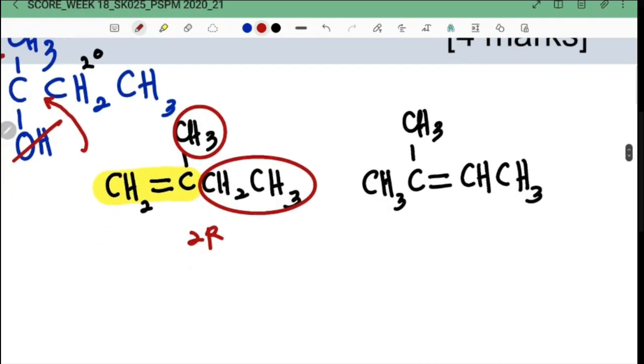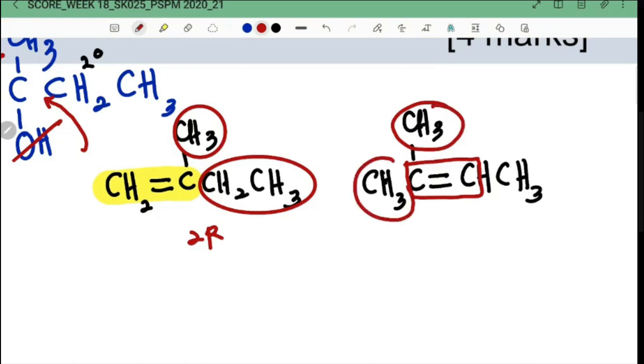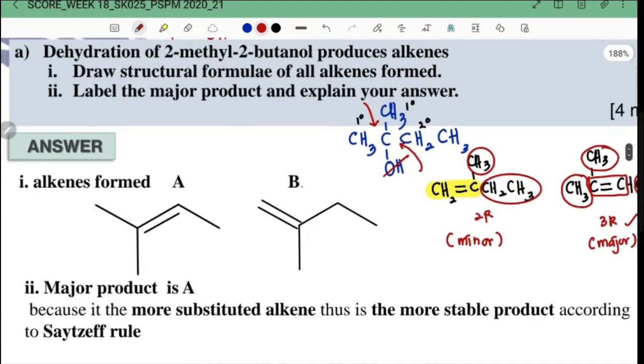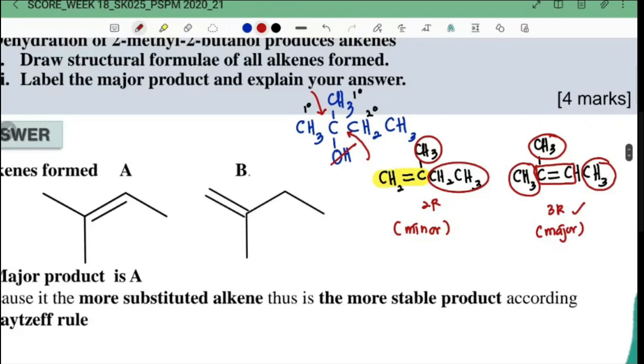So this one, another one. Here, on the double carbon, we have 1, 2, and 3. 3 alkyl. So this is your major. So another one is your minor. So we have the answer here. Okay, so you have to label major and minor.